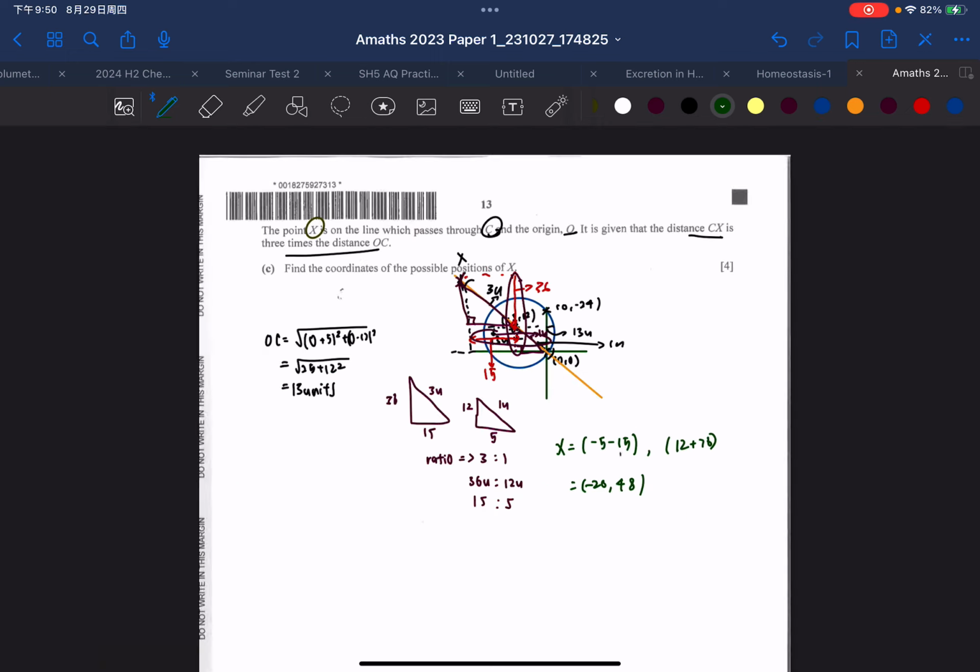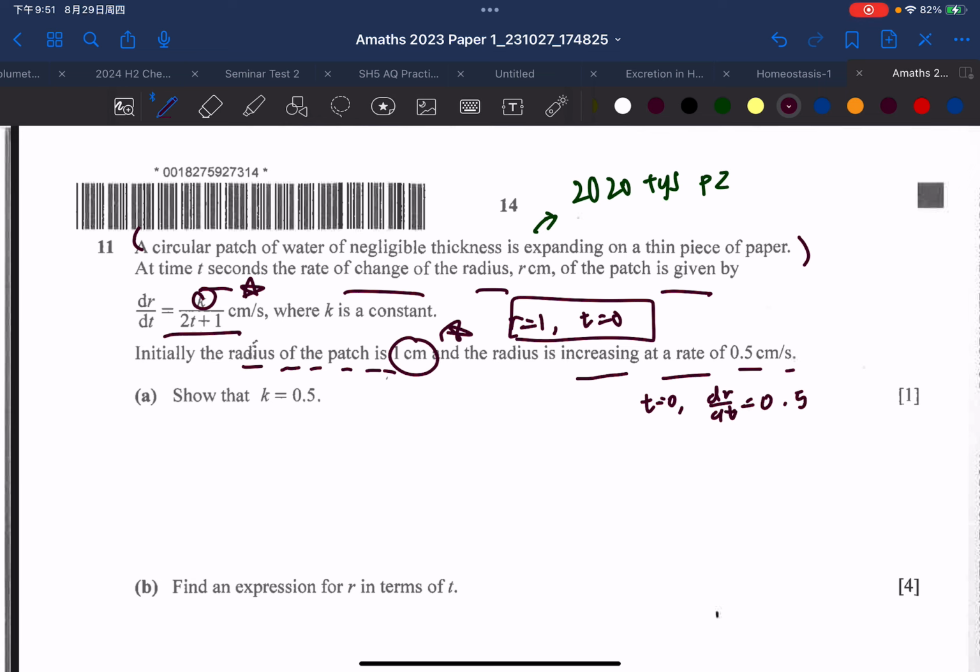Let's say that a circular patch of water, blah, blah. Okay, the first line is basically irrelevant. So they say that at time t, the rate of change of the radius is given by this. This is dr/dt. They already tell you that this is dr/dt. k is a constant. Initially the radius of the patch is 1 cm. Very important because you may need to sub into your rate of change later on, this being r. So r equals 1 when t equals 0. Because initially, and increasing at the rate of this, so t equals 0, dr/dt equals 0.5. So show that k equals 0.5.